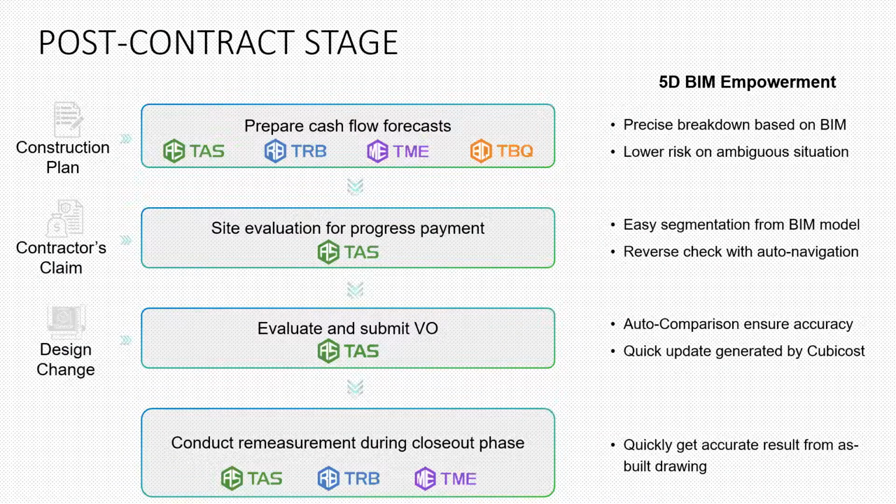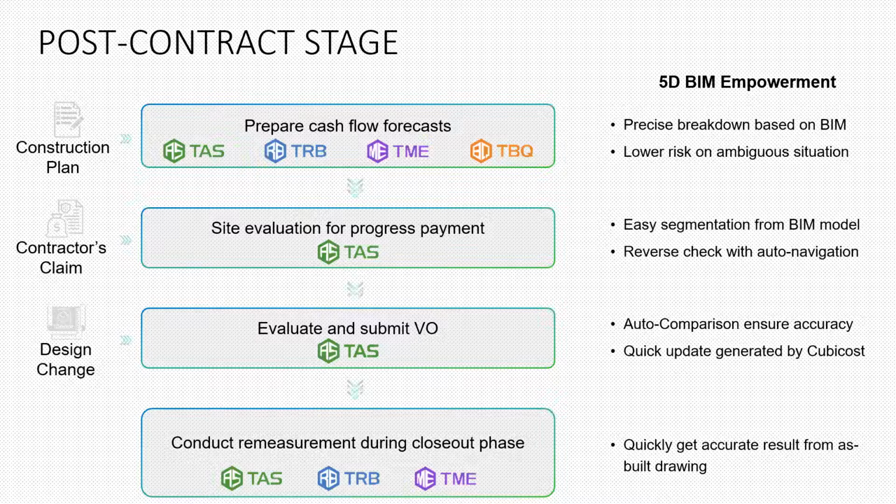Then post-contract stage, we can use this TAS, TRB, TME, and TBQ software for preparation of cash flow forecast. Then we can use this TES software for contractors claim. I have explained to you earlier. We have a function called segmentation function. By using this segmentation function, we can divide a construction project into pieces and take off quantities of that project. Then design changes, execute design changes. We have a function called revision function. By using the revision function, we can easily work on these design changes.